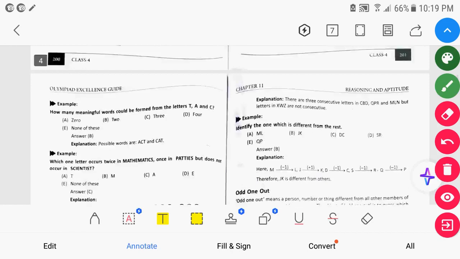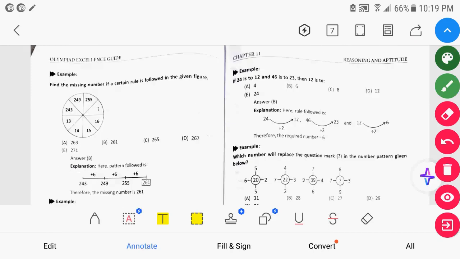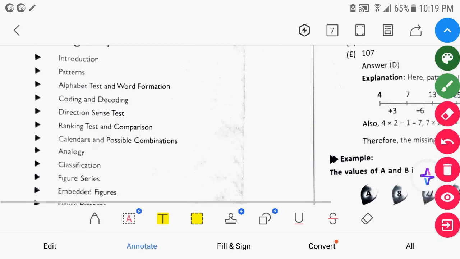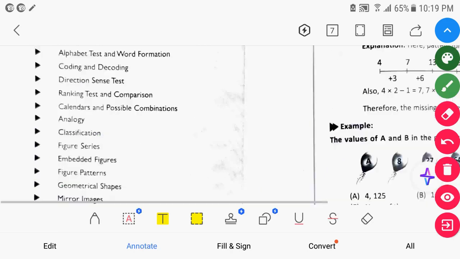Okay, so we had learned some of the patterns based on number, alphabet test, word formation, and the pattern based on coding-decoding. Then the direction sense test we also saw in the last lecture. Ranking test and comparison we also went through. Now calendar and possible combination is another way of logical thinking type of questions. Analogy is also there and figure series is also there.